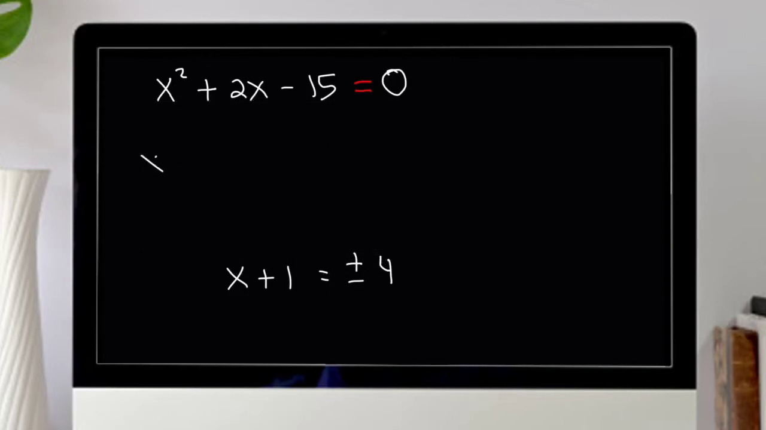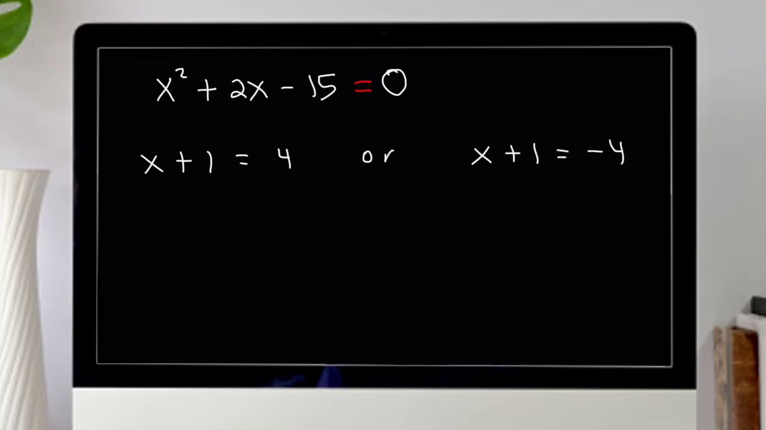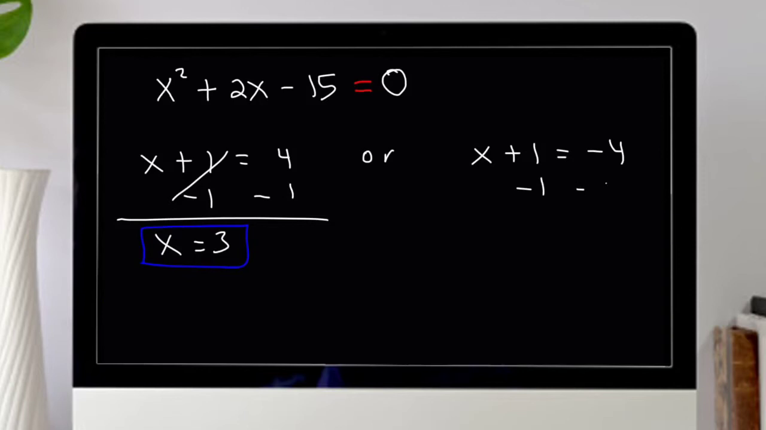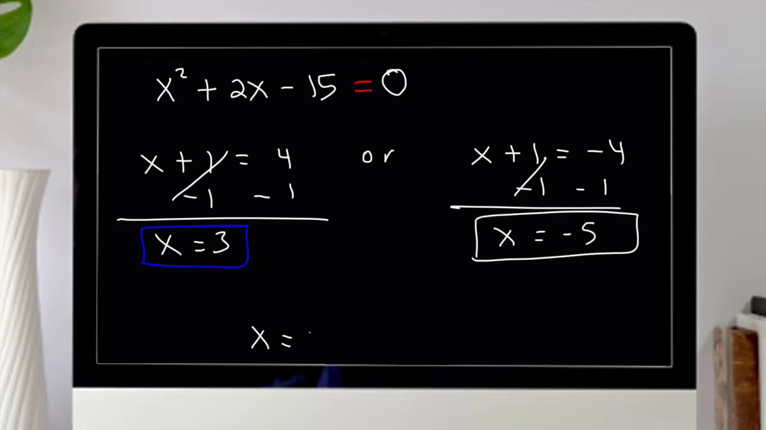So right now we have 2 equations. x plus 1 can be equal to +4, or we can write x plus 1 is equal to -4. So to solve the first one, we need to subtract 1 from both sides. So 4 minus 1 is 3. We get our first answer, x is equal to 3. For the second one, we need to do the same thing. Subtract 1 from both sides. -4 minus 1 is -5. So these are the 2 answers. x is equal to 3 and x is equal to -5.